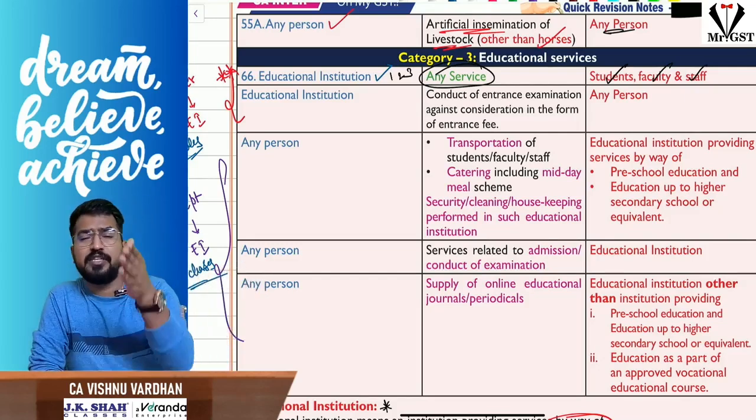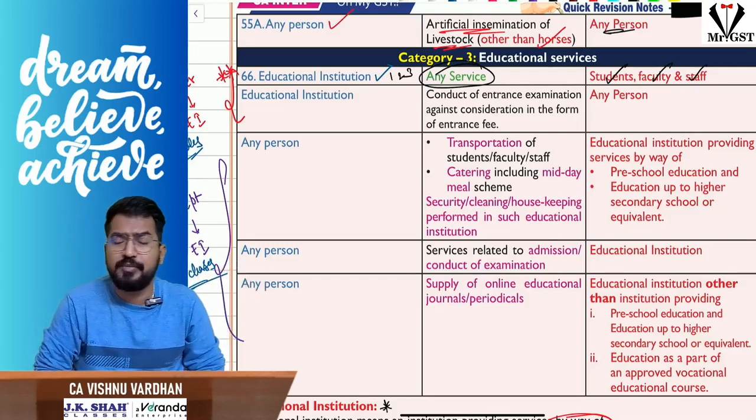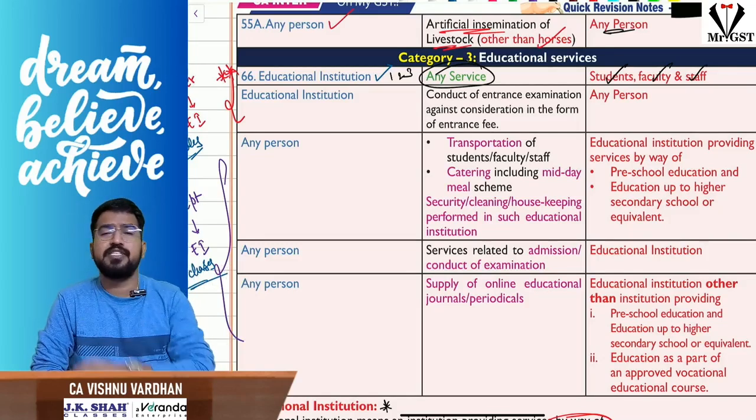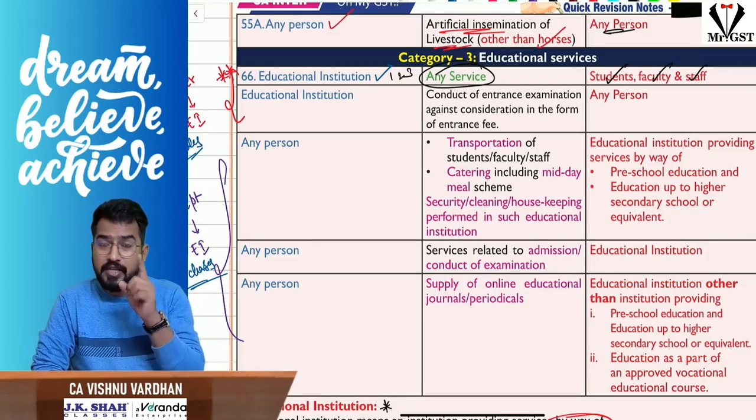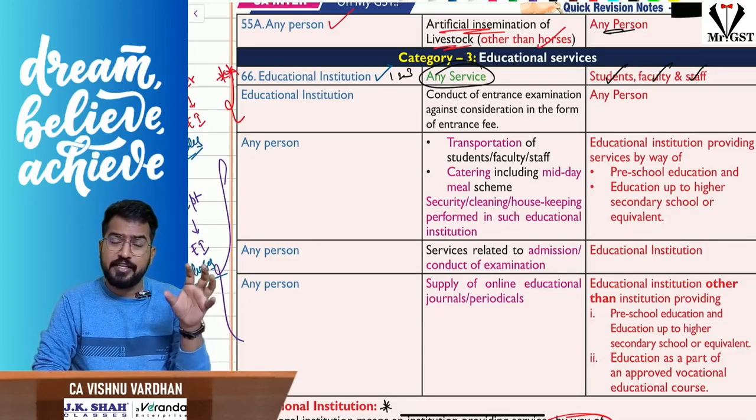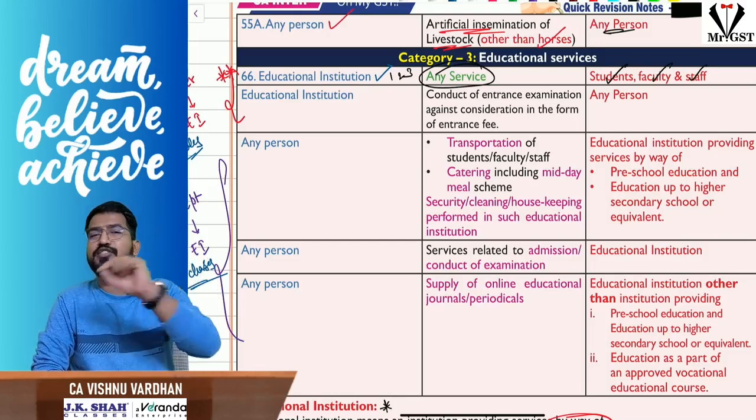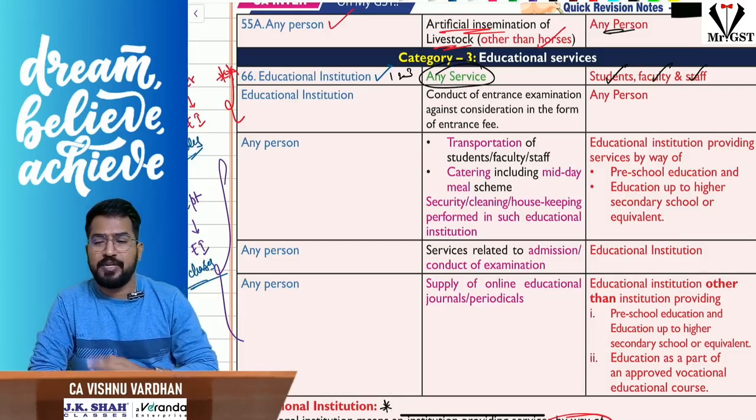That is the reason why on the school fees you are paying, the college fees you are paying, you are not paying GST because of this. But the condition is that the opposite entity should satisfy the definition of educational institution. Hope it is clear to you.